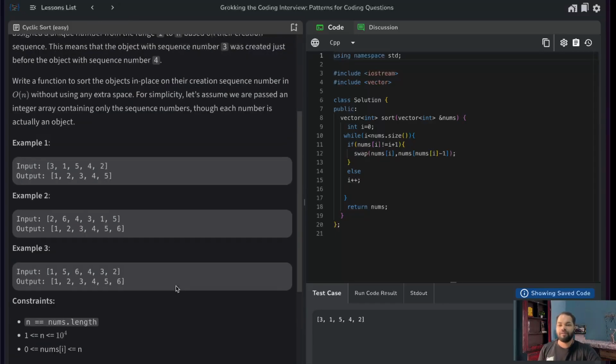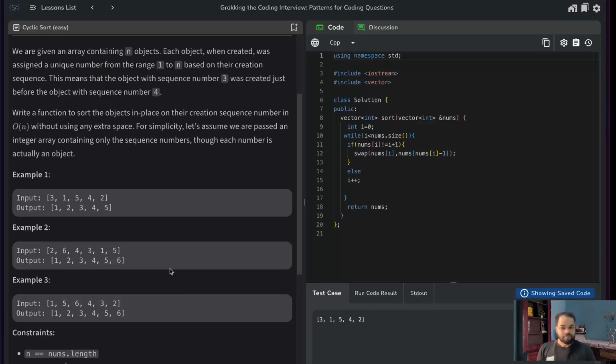So here we are given a question that says you have an input, the values inside the input are unique, and those values are only from the range of 1 to n. That's the certain part. And now we need to sort it. There are some conditions that we need to look for. Okay, let's go ahead. Can we solve it? Let's see.